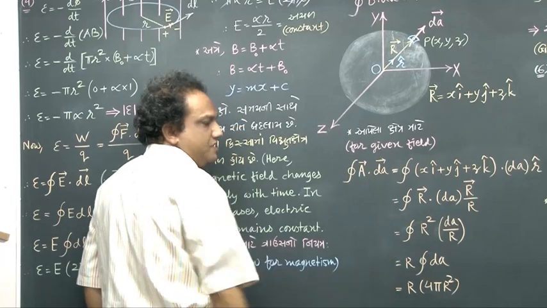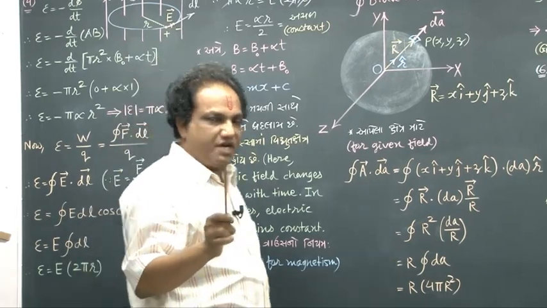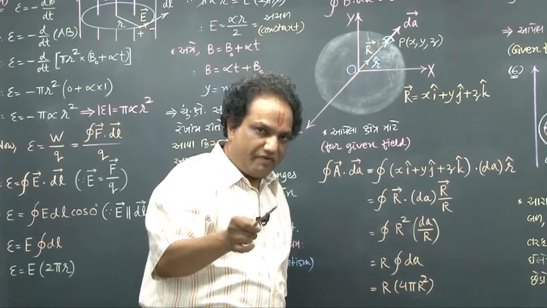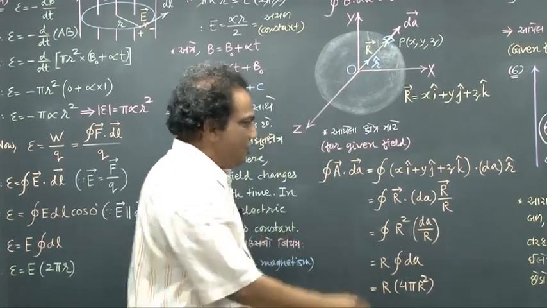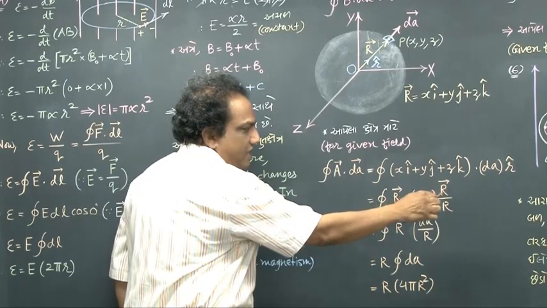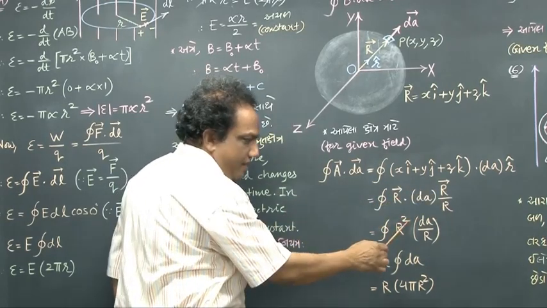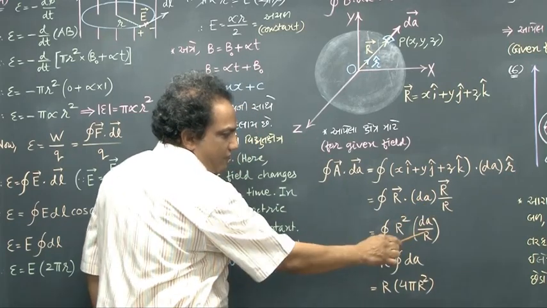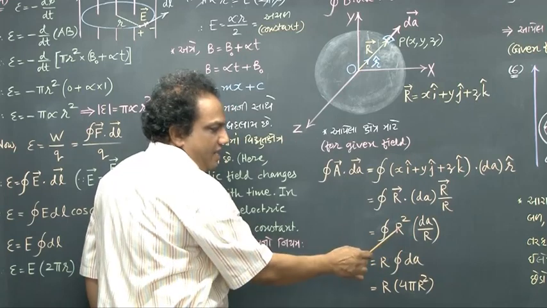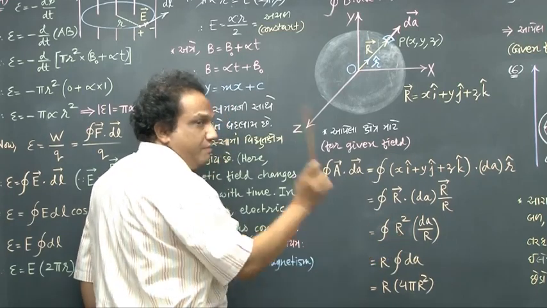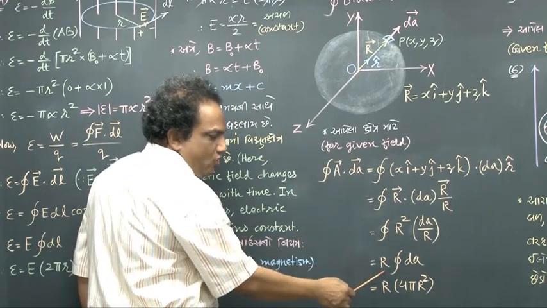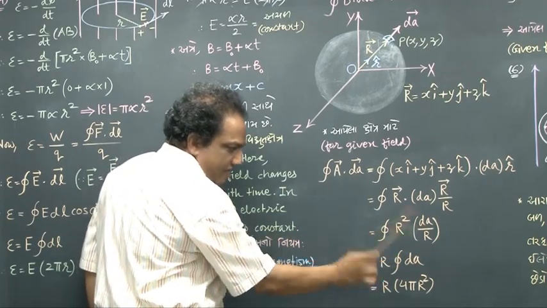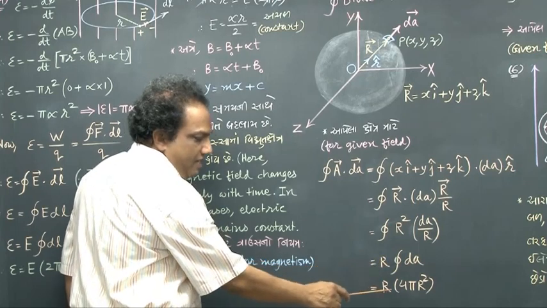It is R square. In first semester you studied vector A dot vector A is A square, vector B dot vector B is B square. Similarly, vector R dot vector R will give you R square, dA upon R. Now one R is getting cancelled. What is left is R in the numerator, and because it is constant, I can take it out of the integration symbol. Then closed integration dA, with this capital R as it is.